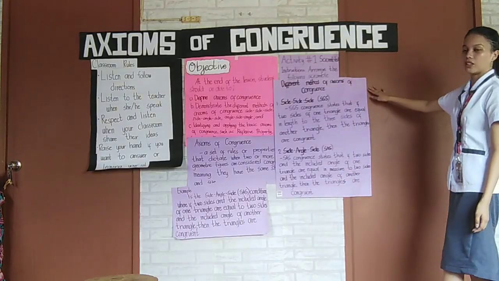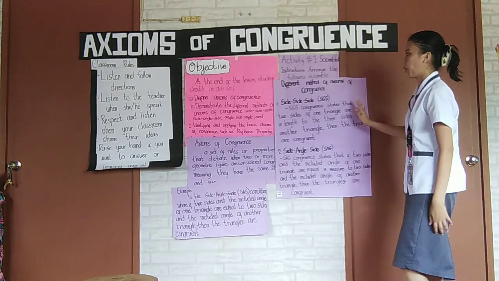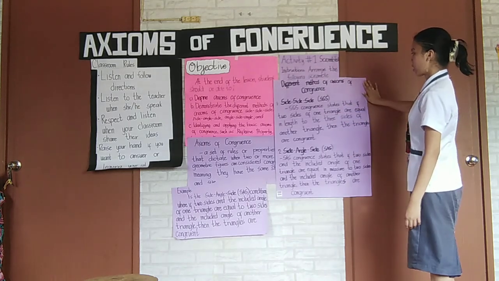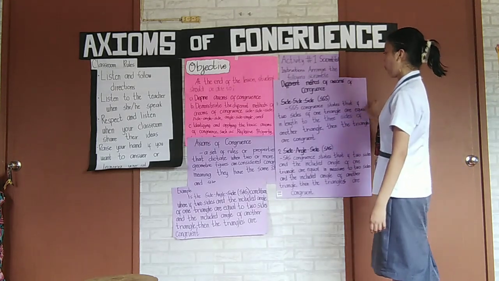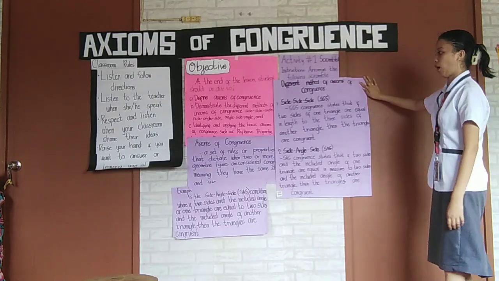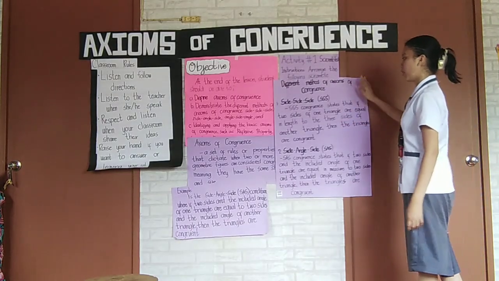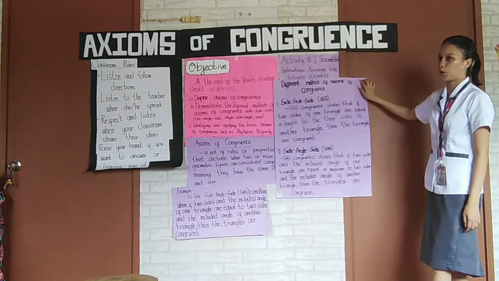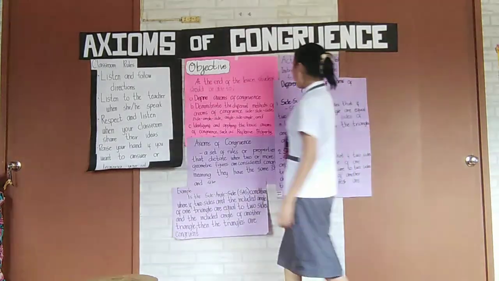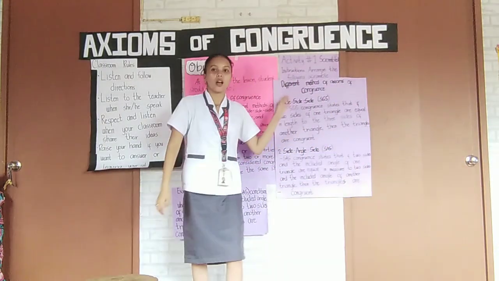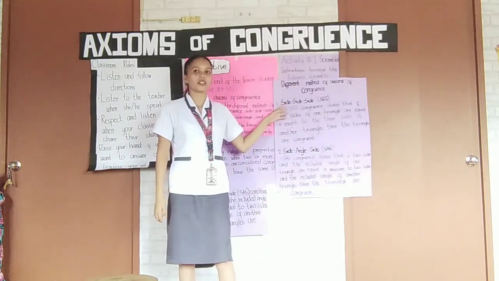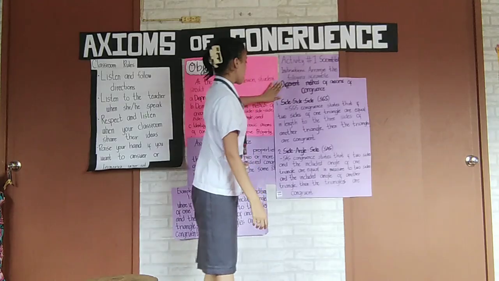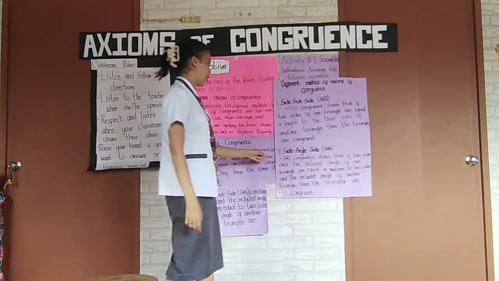Next, let's proceed to the different methods of axioms of congruence. Side, side, side. SSS congruence states that if three sides of one triangle are equal in length to the three sides of another triangle, then the triangles are congruent. So SSS congruence establishes congruence by matching the lengths of the corresponding sides of the triangles.